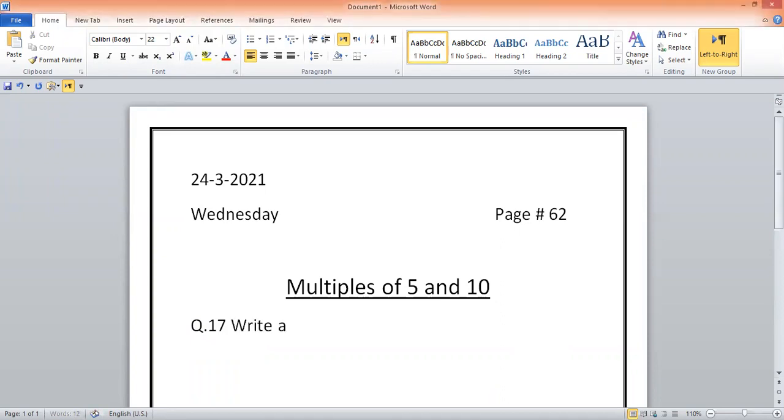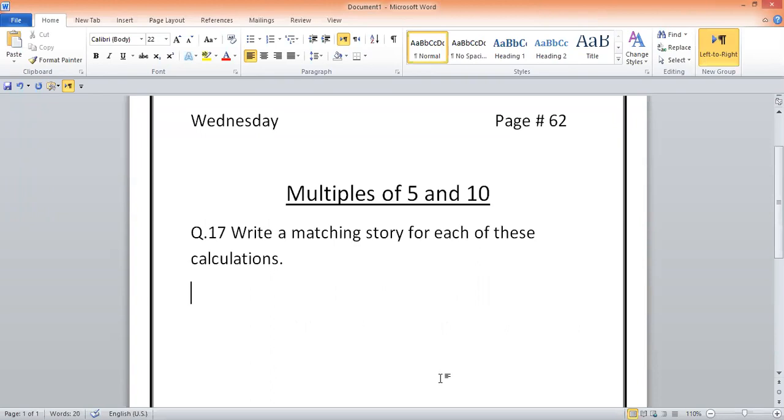Write a matching story for each of these calculations. Okay, what is A? A is 9 by 5 equals 45. So you have to write, guys, a matching story here.